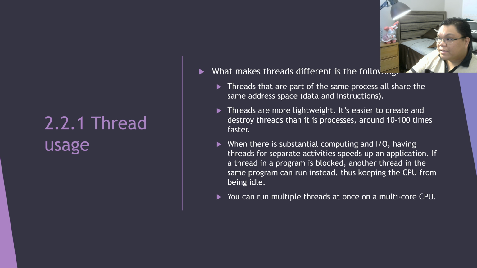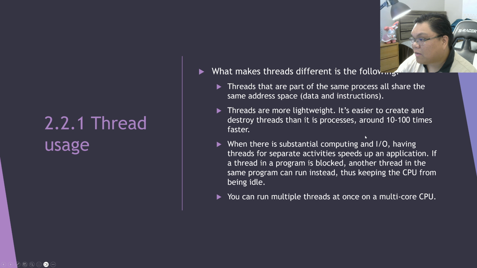Threads that are part of the same process all share the same address space. They also share all the same resources. That includes data and instructions. Threads are also more lightweight. It's easier to create and destroy threads than it is with processes, up to 2 orders of magnitude faster.